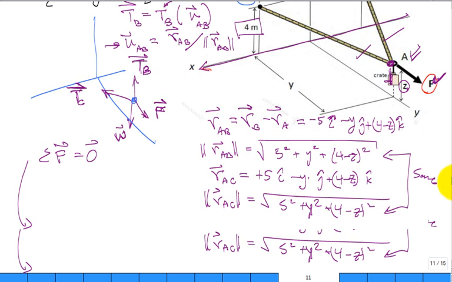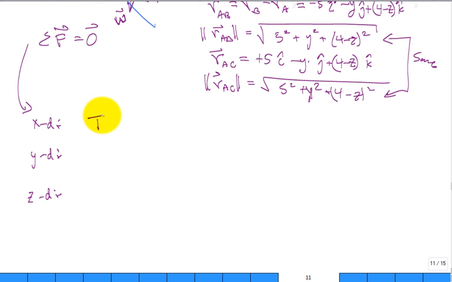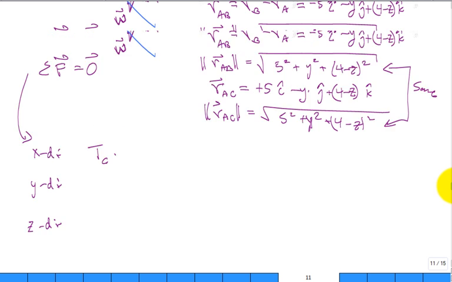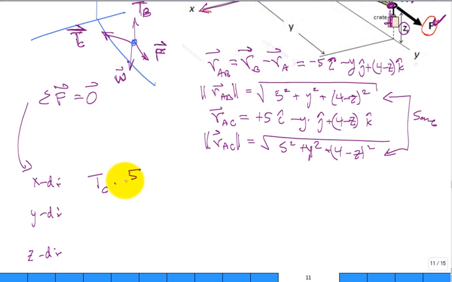So what you pick up is the tension in the cable going off to C times that component, which was 5 divided by, and I'm going to call this length. What do you mean length? Just call this length. I'm tired of writing square root of 5 squared plus y squared plus 4 minus z squared. So you just call this length, L. And then you're going to have minus the tension going off to B, not D, B, times 5 divided by L, is equal to 0.